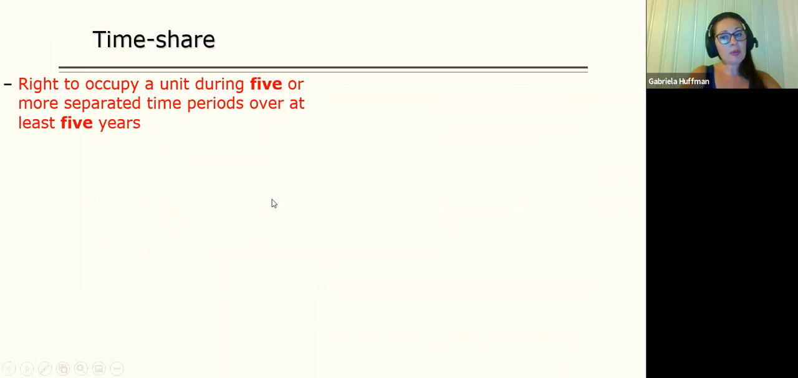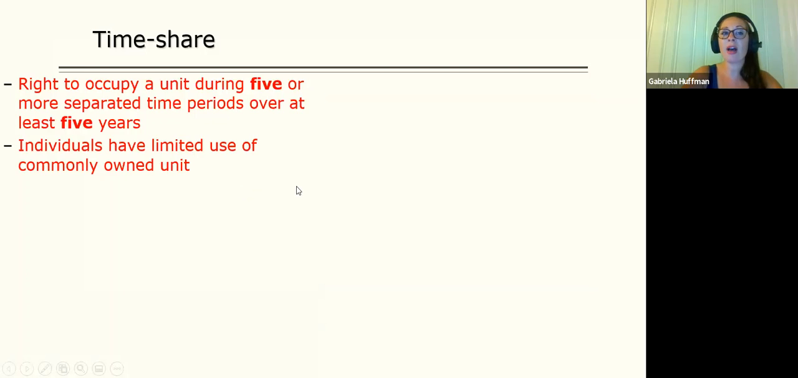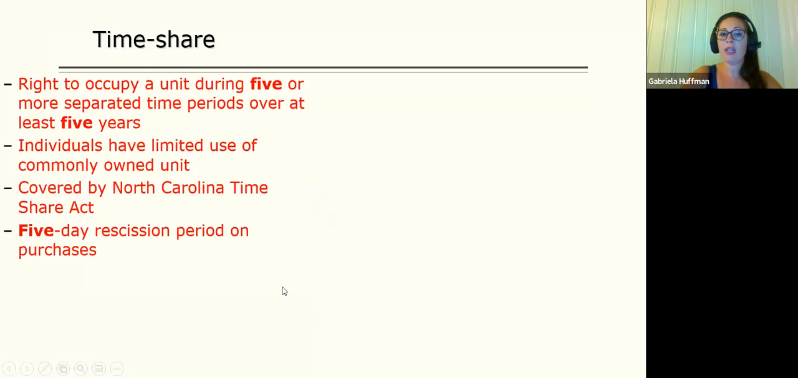Timeshares. There's a lot to learn about timeshares, so what I'm going to do is just summarize it on the slide. The first tick is the definition of a timeshare: the right to occupy a unit during 5 or more separate time periods over at least 5 years. You'll see a common number here, 5. You do get limited use of the commonly owned unit during that time. There is a Timeshare Act that must be followed, and there is a rescission period of 5 days.